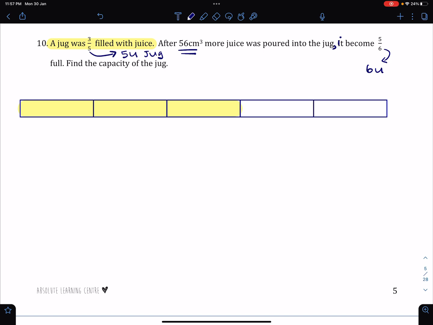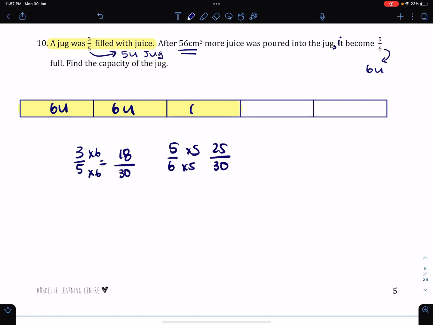So 5/6 filled means that, like I said, 3 out of 5, 5/6 multiplied by 6 times 6 times 5 times 5. This is 18/30, 25/30. I'm gonna do a shortcut since we know that we're not gonna touch the yellow color parts anymore because it was already there. I'm not really gonna cut it, I'm just gonna write 6 units. This is gonna become 6 units, 6 units, 6 units. Then I cut the rest.